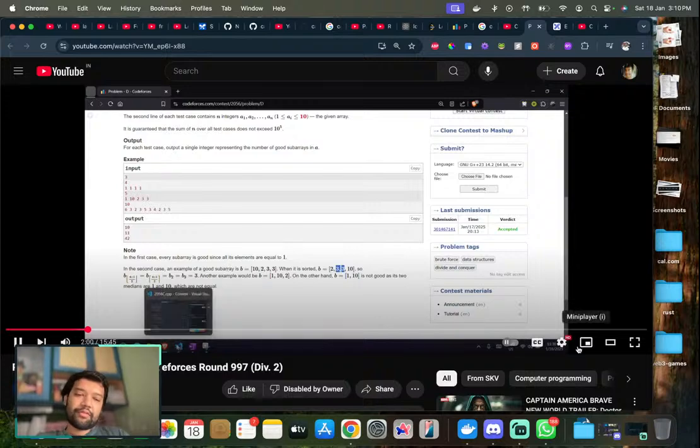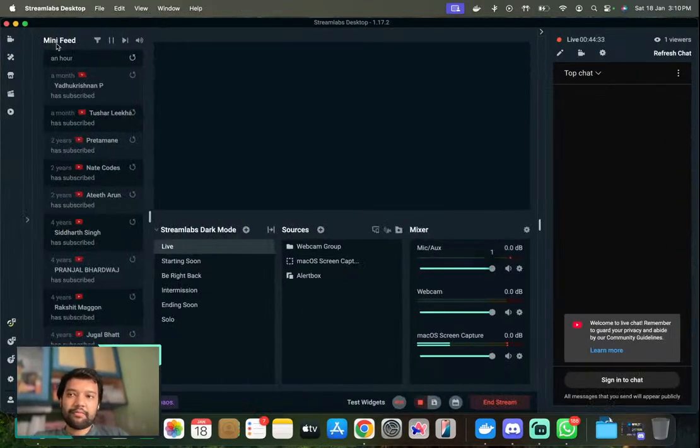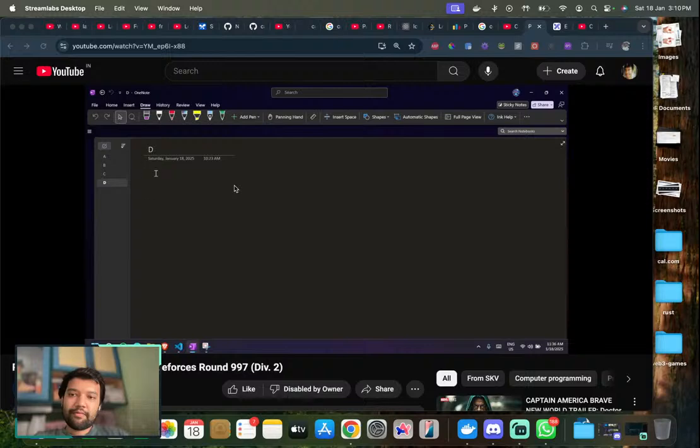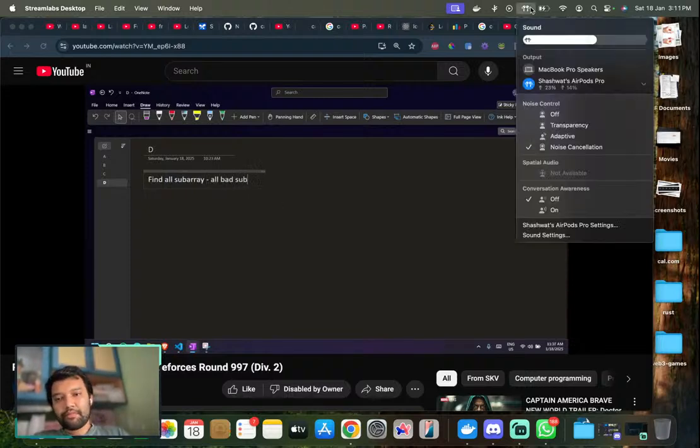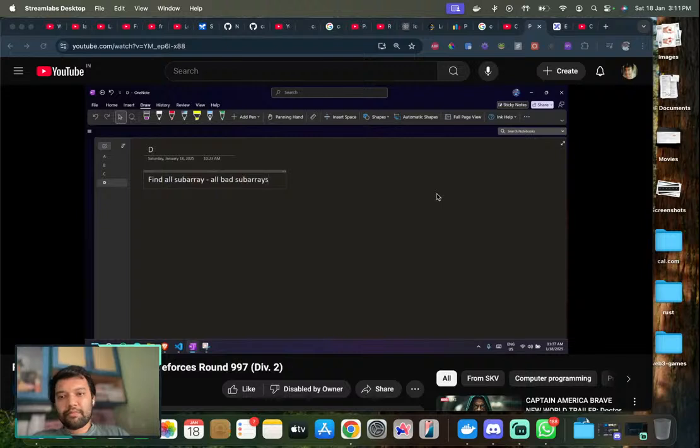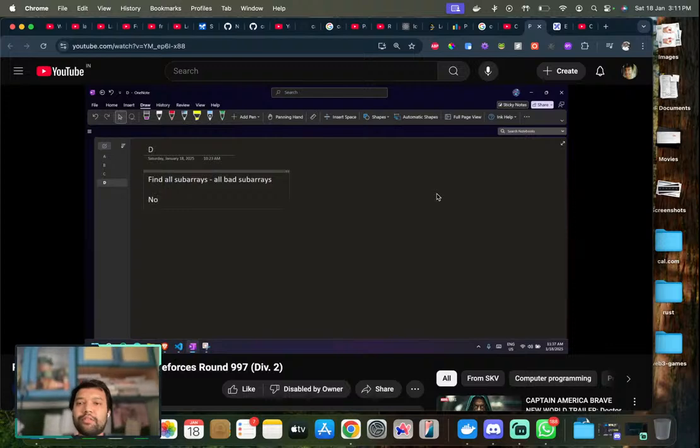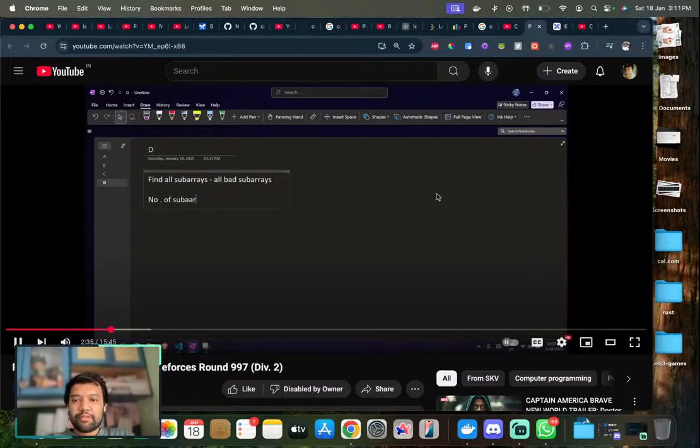First, I will find all subarrays and subtract all the bad subarrays from them. Now, the number of subarrays is equal to n times (n minus 1) by 2, plus n, and we know that all odd length subarrays are good. So let's do it like this.